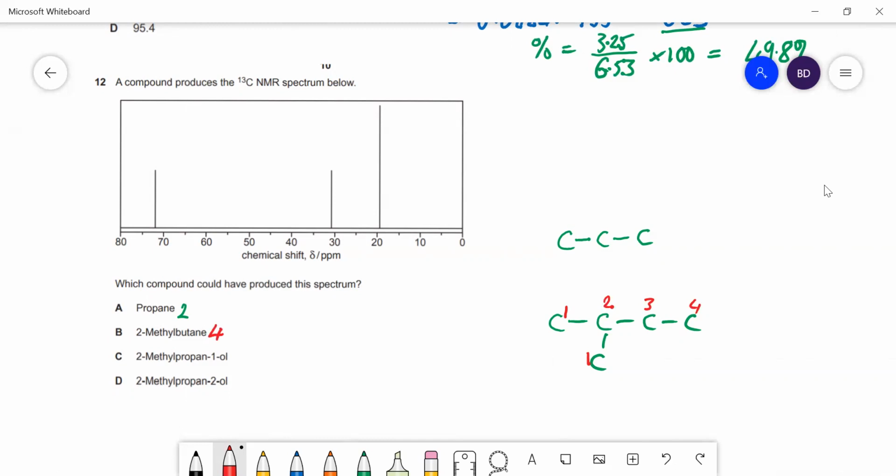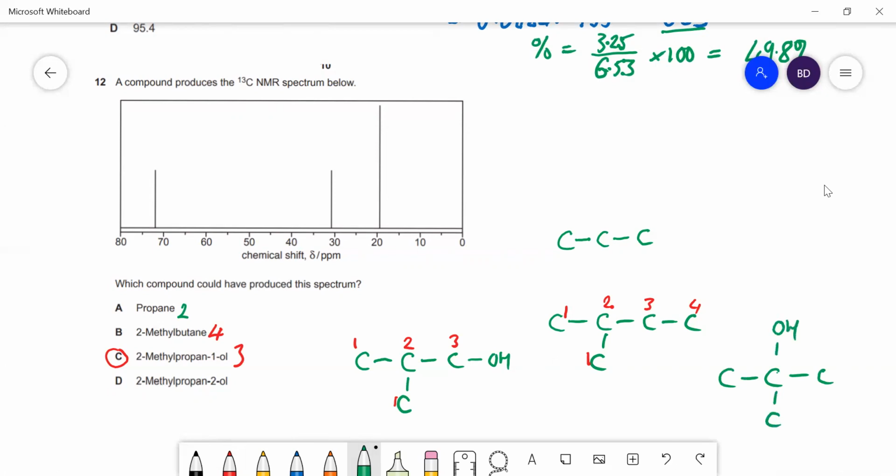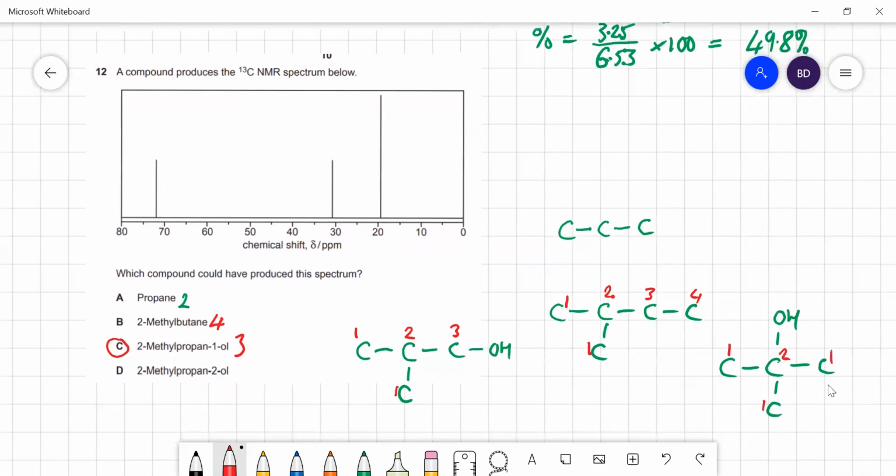2 methyl propan 1-ol. Okay, let's draw that. So put the OH there. Okay, we've got these 2 carbons are the same. That's different, 2, 3. That would give you 3 peaks, so that's a possibility. Let's just check that D can't do it. 2 methyl propan 2-ol. There's only 2 peaks in that one. So with the OH on carbon atom number 2, you can see there that all of these carbons are the same, and that one's different, so that would give you 2 peaks, sorry. So C is the only one it could be there. You don't need to worry about the chemical shifts. Okay.